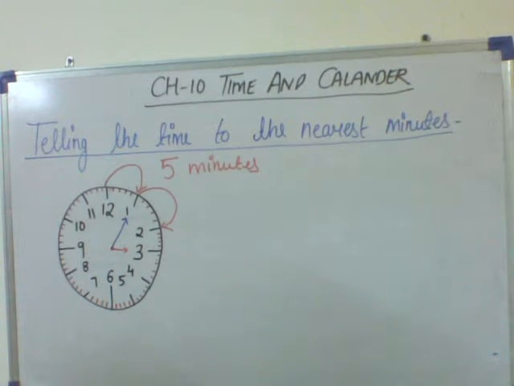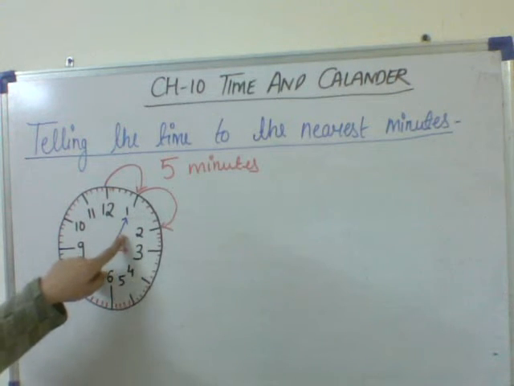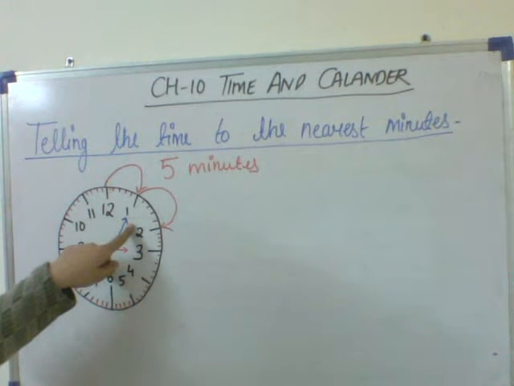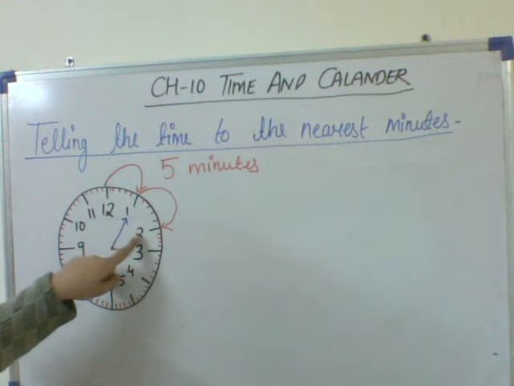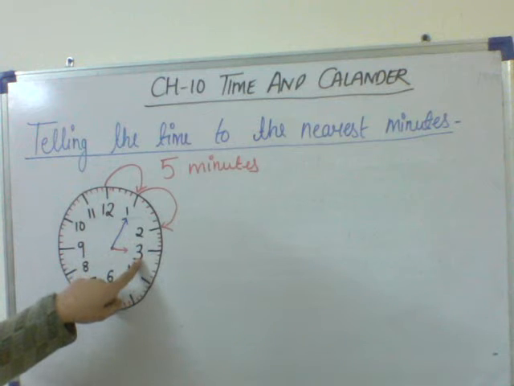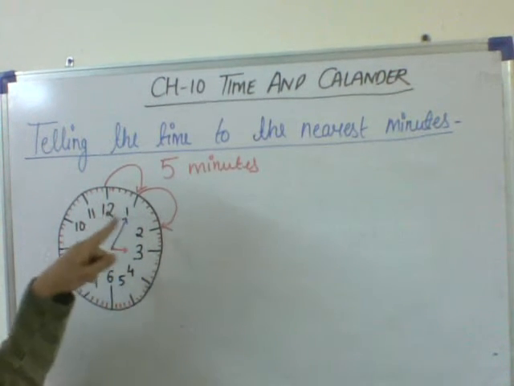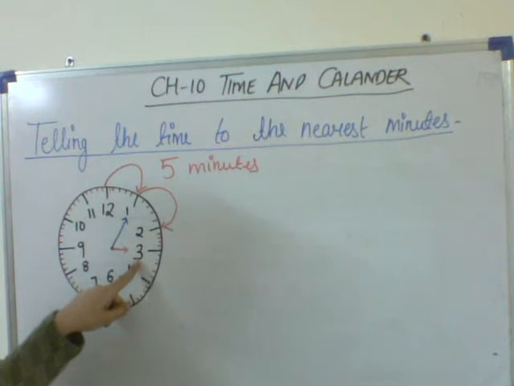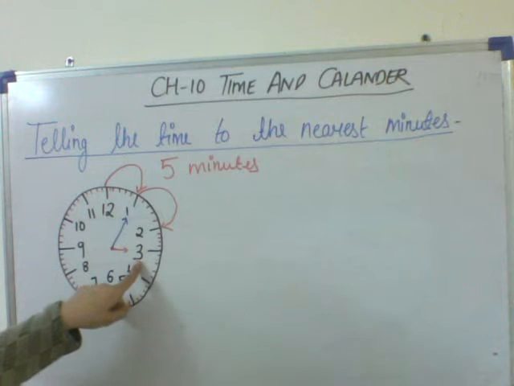Thus, if the minute hand is at 1, it means 5 minutes. If the minute hand is at 2, it means 10 minutes. If it is at 3, it means 15 minutes. So what I am doing is simply multiplying by 5. 5 ones are 5, 5 twos are 10, 5 threes are 15, and so on.